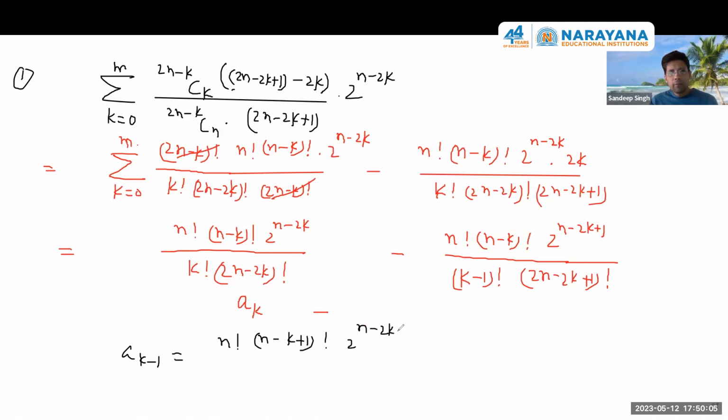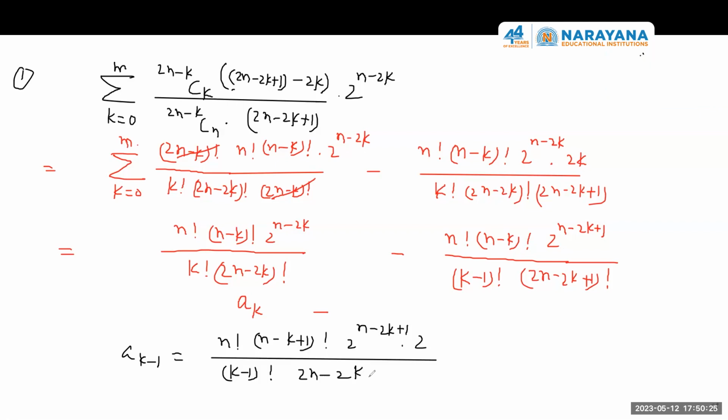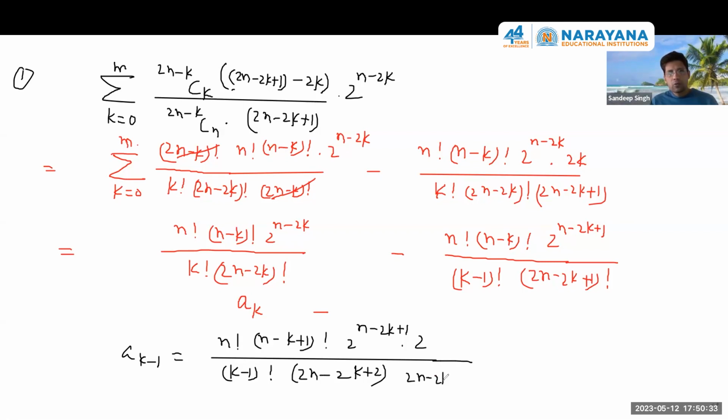This will be 2k plus 2 plus 2, let me write plus 1 into 2. And in the denominator, this is going to be k minus 1 factorial. N factorial anyway I can take out. And this will be 2n minus 2k plus 2 basically. So plus 2 I'm splitting like that: 2n minus 2k plus 2 into 2n minus 2k plus 1.